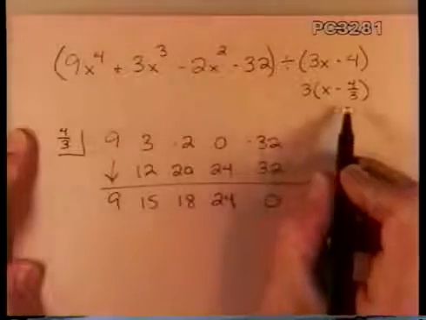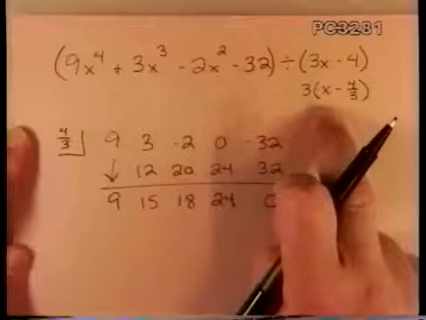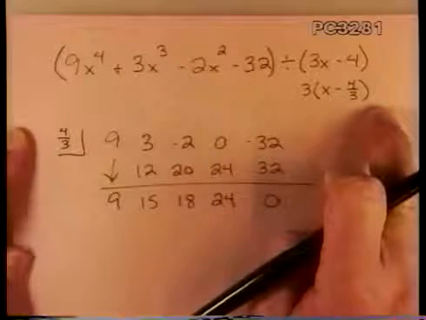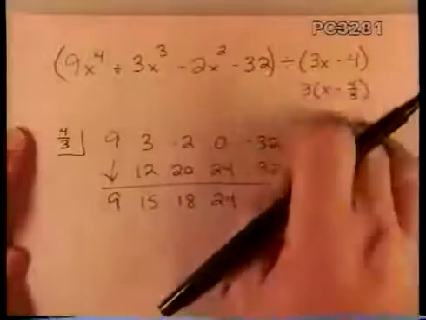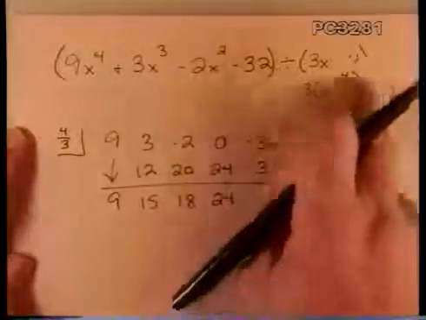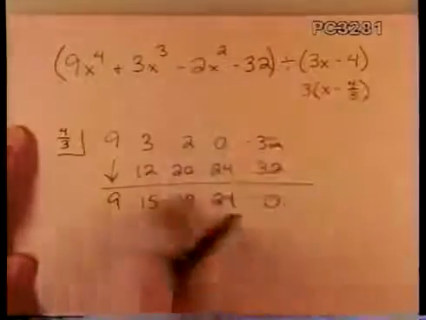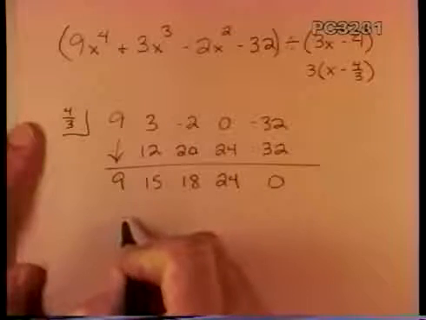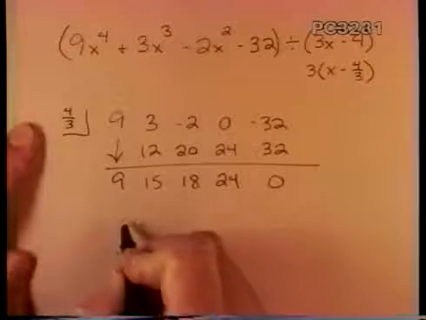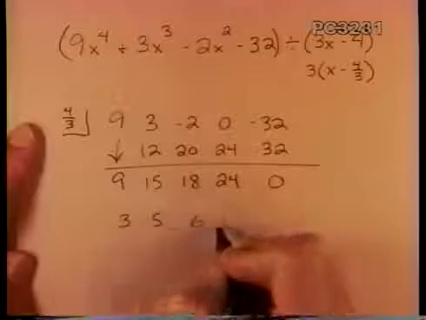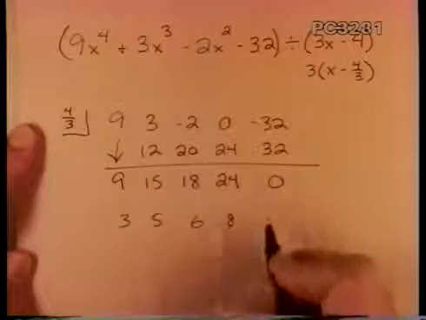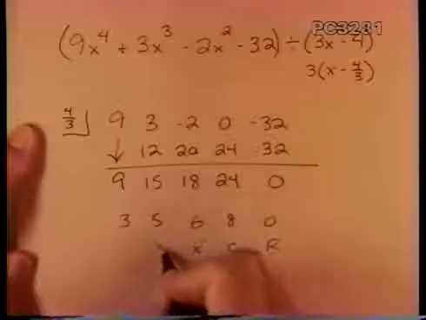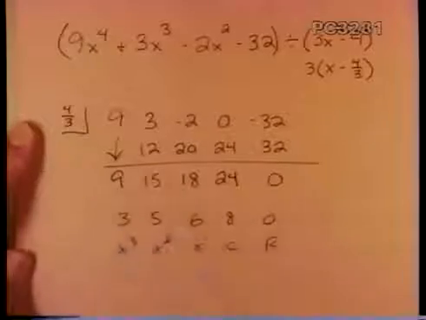But we're not dividing by... Now what's important for you to realize, we're not dividing by just x minus 4/3. You're really dividing by 3 times x minus 4/3. So we divided by x minus 4/3, so now you got to divide by 3. So if you divided each term here by 3, you're going to get 3, 5, 6, 8. And your remainder is still going to be 0. So that's your remainder. That's your constant, x to the first, x to the second, x to the third.